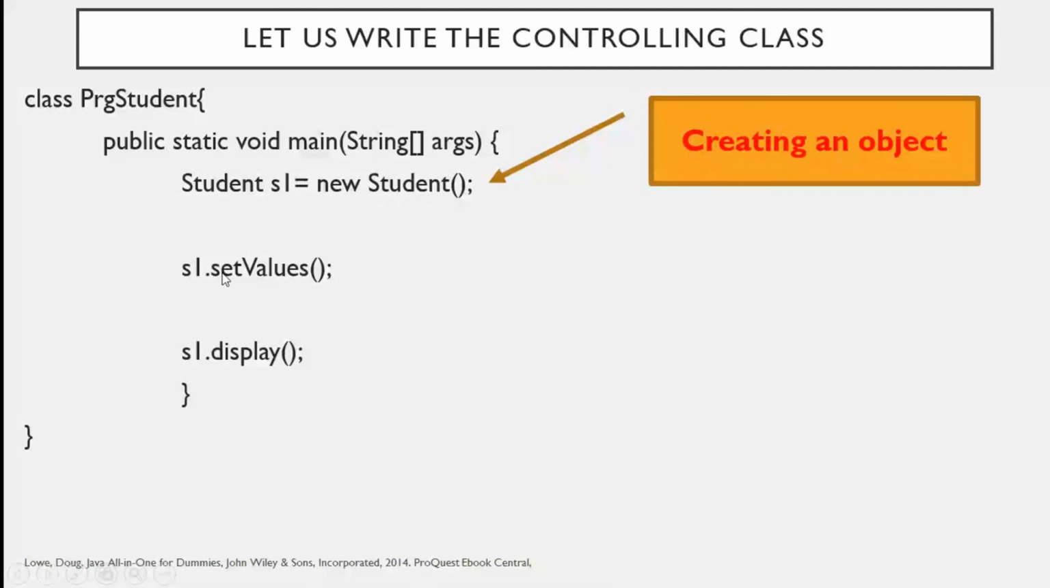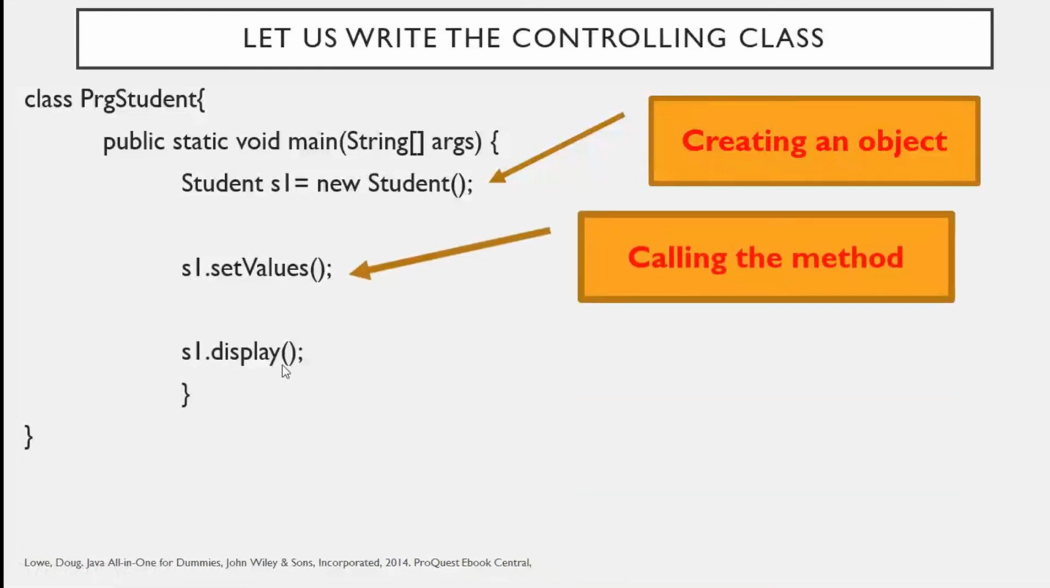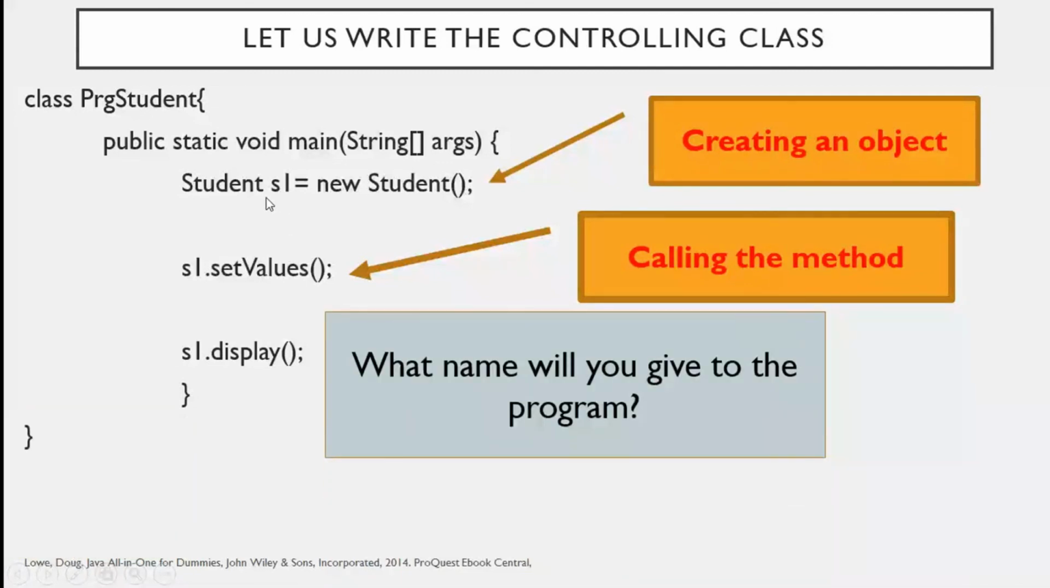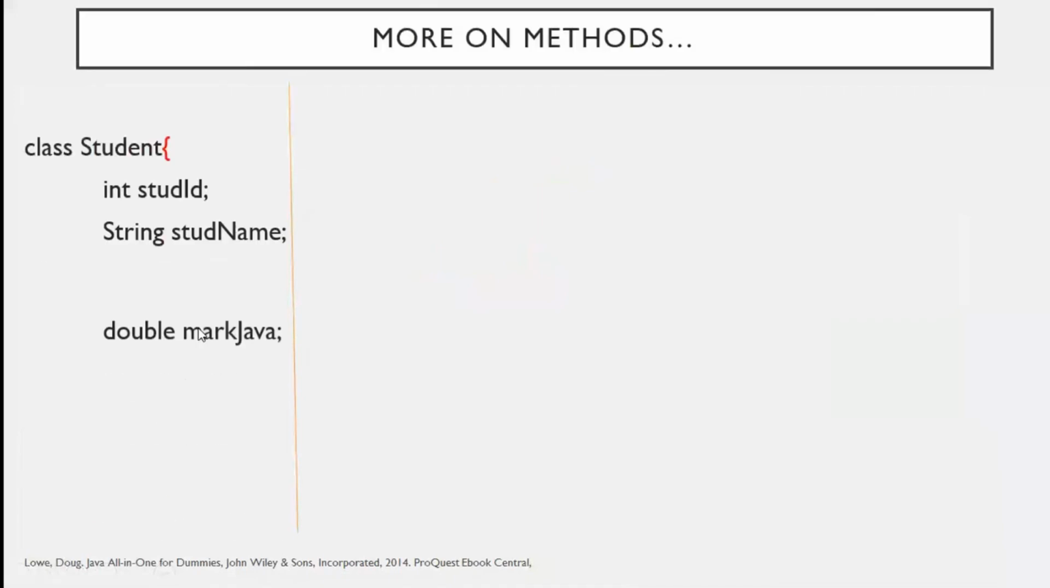How do you call this? This is calling the method. What are the two methods included in this program? The two methods included in this program are set values and display. To call, we're going to use the syntax: object name, so S1 dot set value. Same thing as you have in your next methods. So you have this as your object declaration and then calling the method. That's all for this PowerPoint presentation.